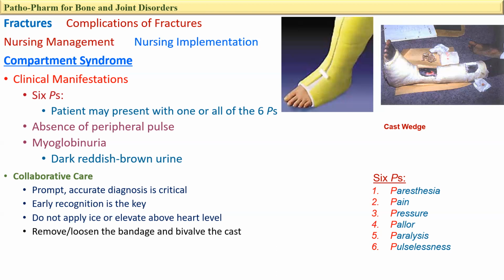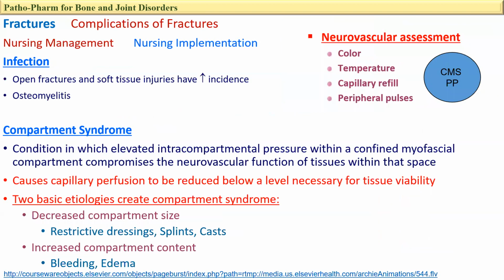So compartment syndrome can result from pressure from either inside or outside. For pressure from outside, like a splint, cast, or any application that will put pressure on the extremities, the circumferential pressure will result in decreased perfusion. That's an example of outside pressure.